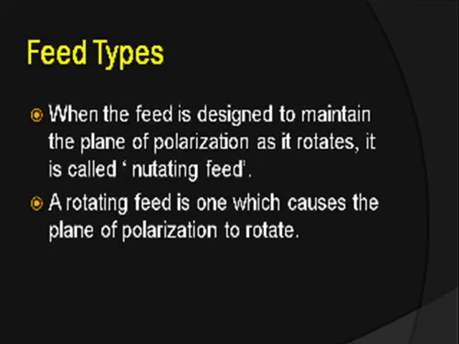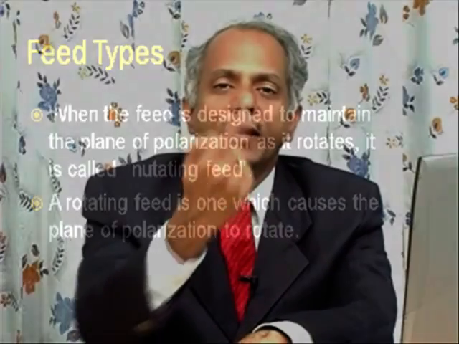A rotating field is one which causes the plane of polarization to rotate. In the earlier case, we are always keeping the vertical polarization of the field and rotating the field in this manner. But now, in the present case, we are going to rotate the antenna around an axis like this. So, at a certain point, the field has vertical polarization. At another time, it will have horizontal polarization like this. Again vertical, again horizontal. It is going to be rotated around this. Then we call it a rotating field.